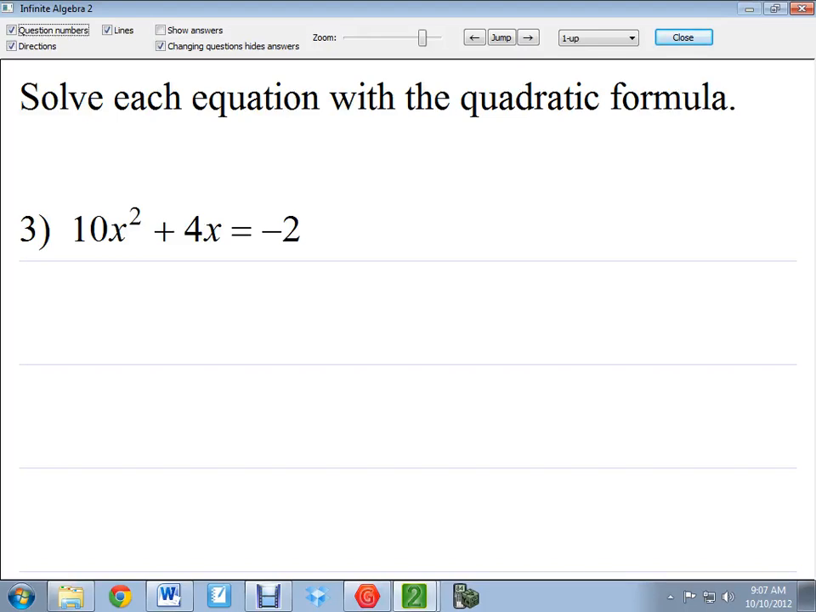Alright, we've talked about solving quadratic equations that had real and rational or irrational roots. Now what we're going to talk about is quadratic equations that will end up with imaginary roots. So if we look at this problem, we first start off by having to add the 2 to both sides to get it equal to 0. Make sure that it's always equal to 0. 10x squared plus 4x plus 2 is equal to 0.